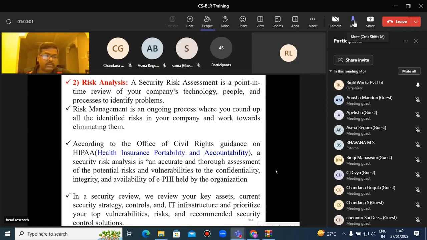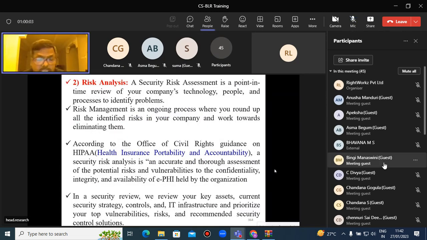Yes, sir. The second concept in the audit planning is risk analysis. A security audit consists of the second concept, risk analysis, a security risk assessment. How many risks happened in the past 1 year in the organization? So I would like to check the level of the security mechanism in the organization. Such an incident review is called risk assessment.